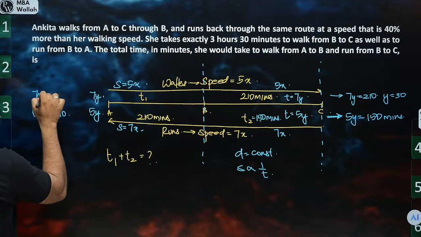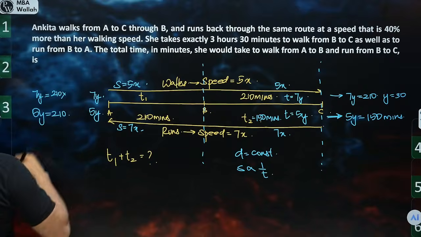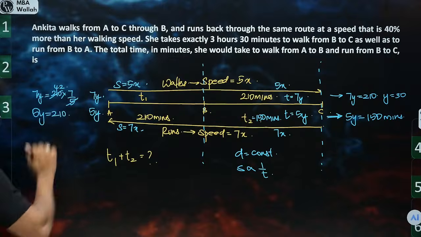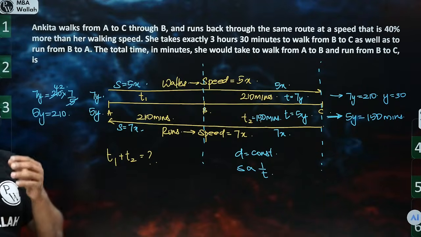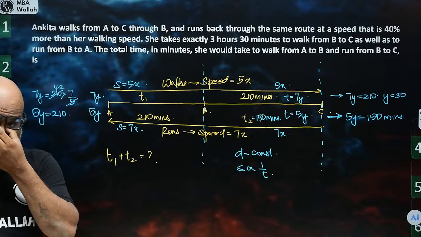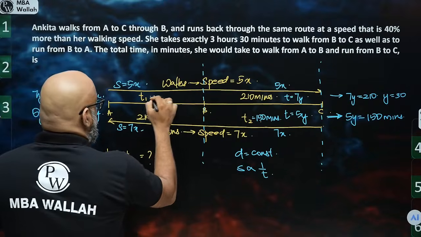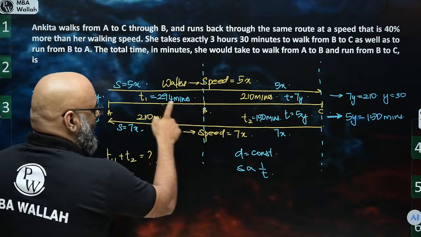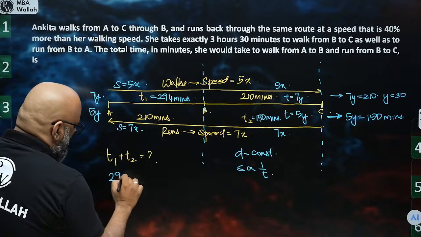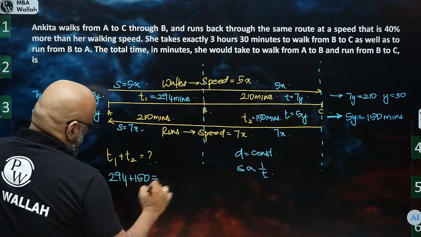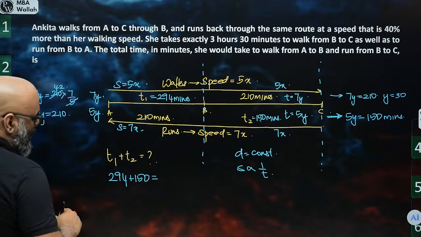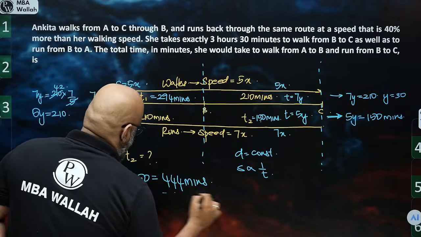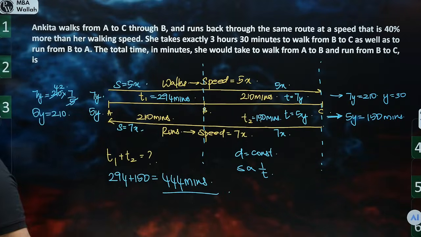So 7y will be 210 into 7 by 5. So this will be 42 into 7. 40 into 7 is 280 plus 14. So this is 294 minutes. They're asking T1 plus T2. So 294 plus 150 is going to be 444. And that will be our answer.